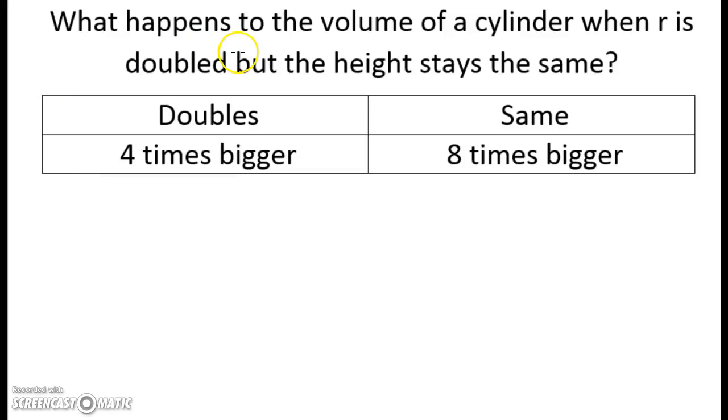So this question says, what happens to the volume of a cylinder when R is doubled? So the radius is going to be doubled, but the height stays the same. So I'm noticing here that one dimension is changing, but another dimension is not.